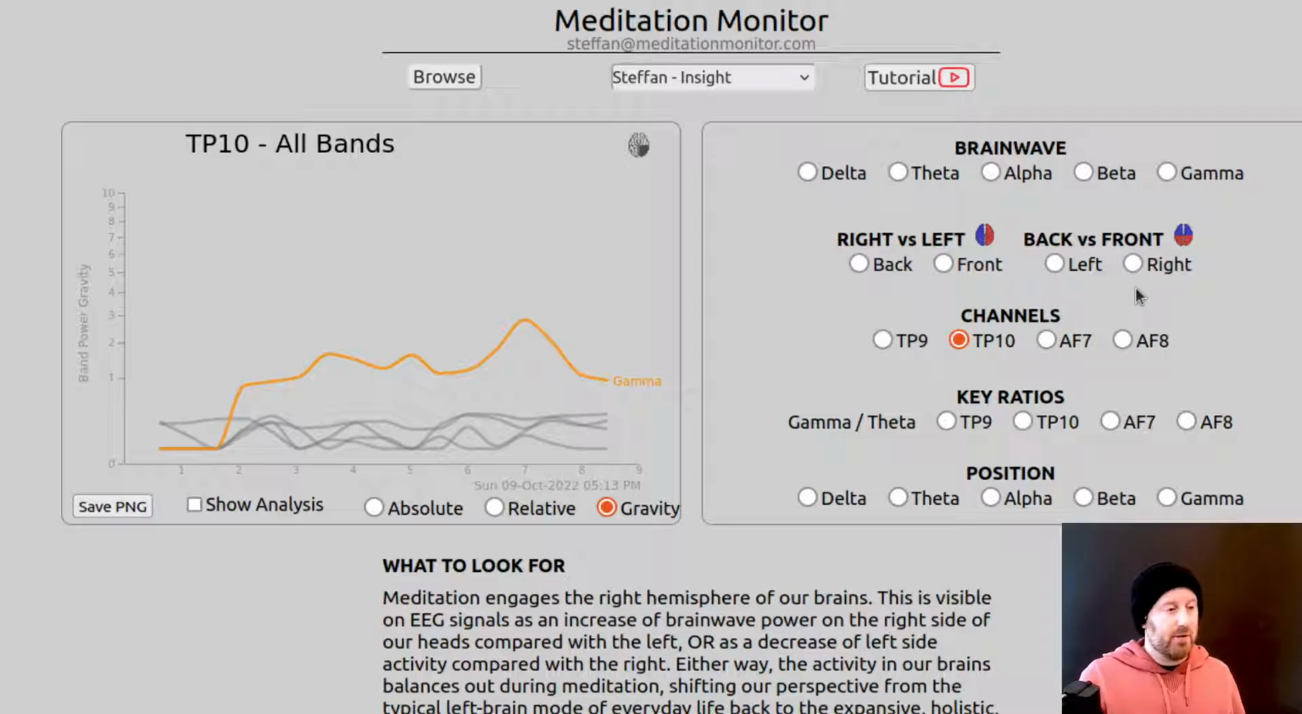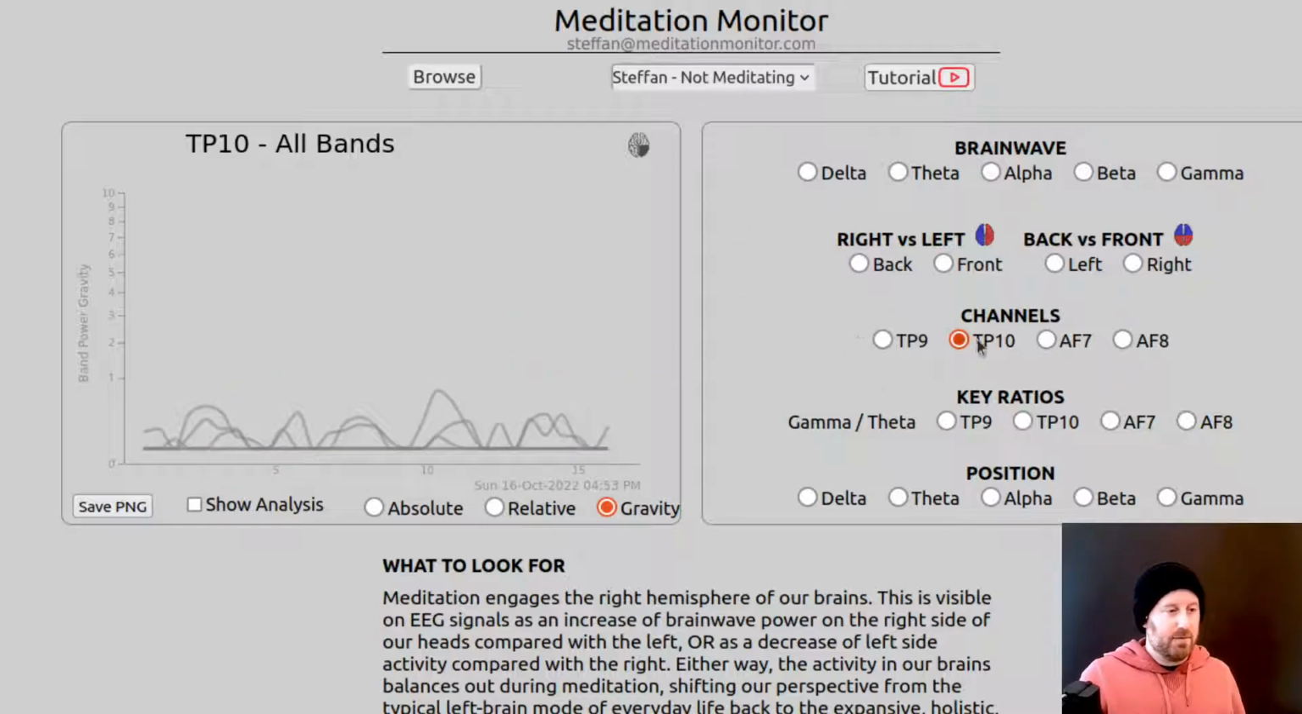So let's take a look at some other charts. And actually, let's start with a not meditating example. Nothing going on in TP10, which is not surprising. I think a lot of us have meditation methods which increase power on TP10, so not meditating, as we'd hope, would not show that. Although I have seen people post examples of non-meditating data which shows quite a lot of activity on TP10. I'm not sure what to make of that, and I'm going to have to rely on everyone with that type of data to tell me what is significant to them.